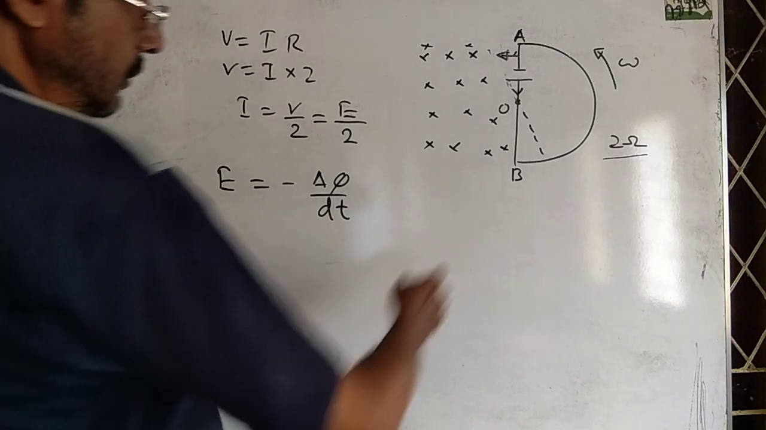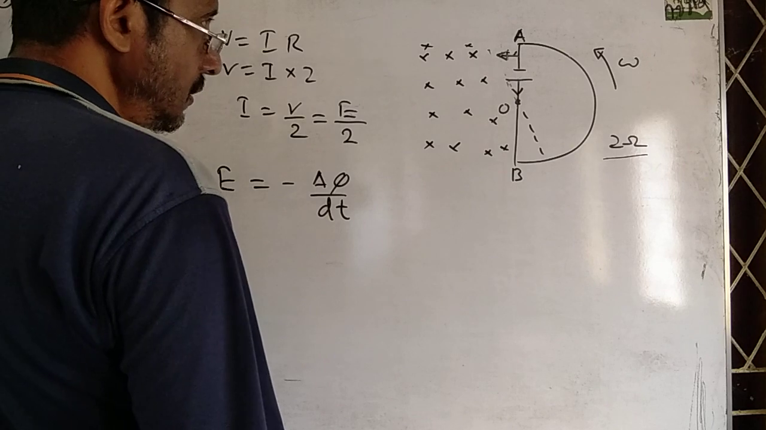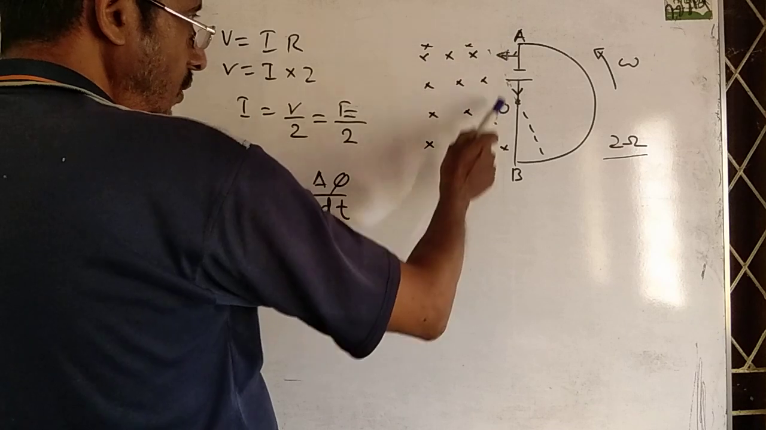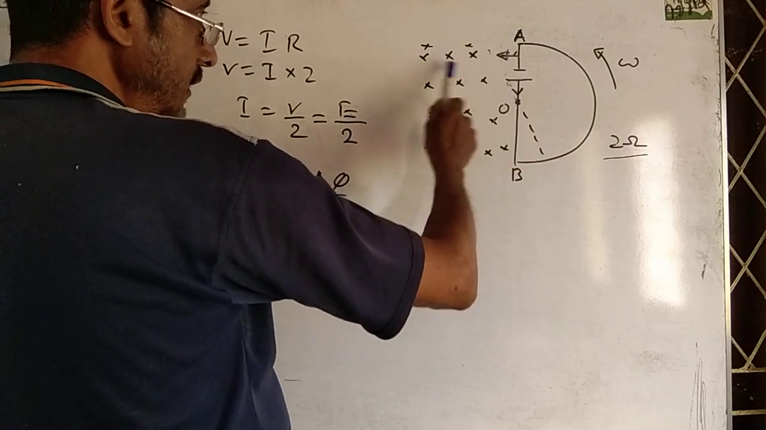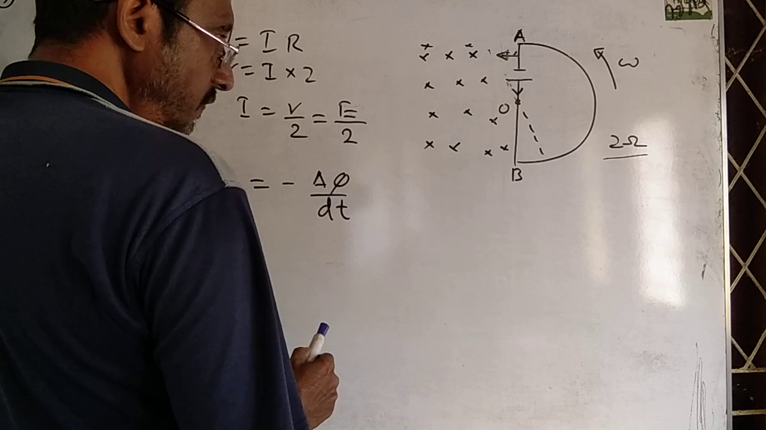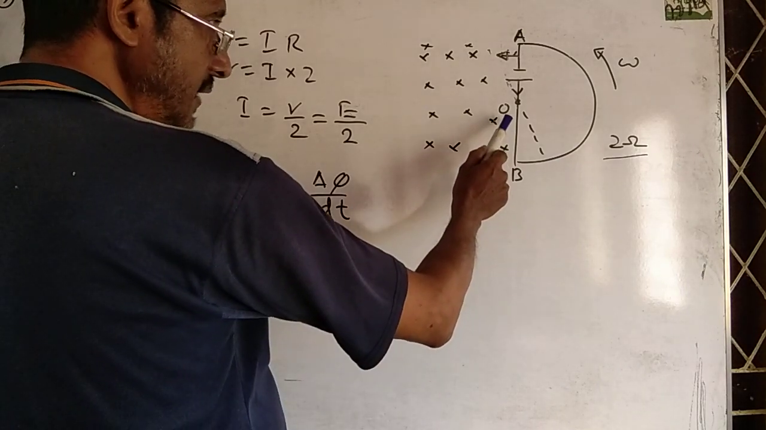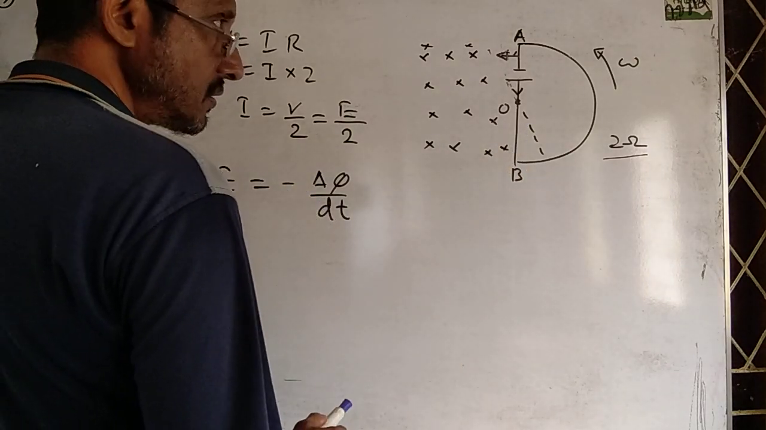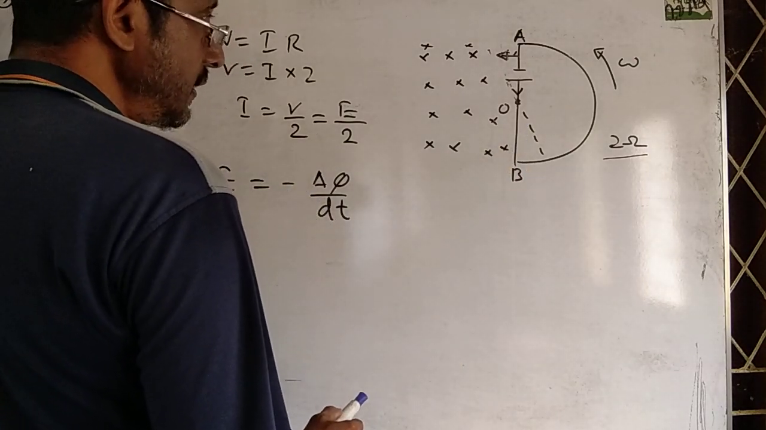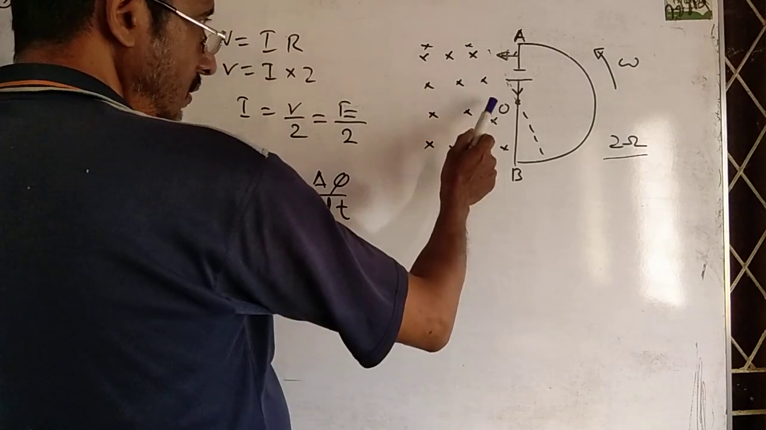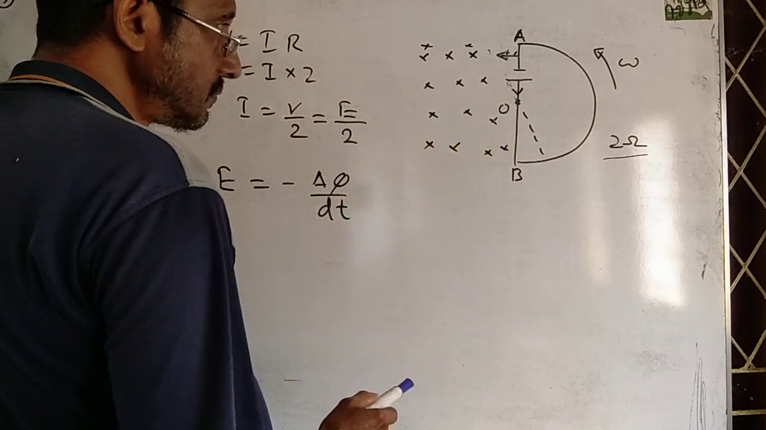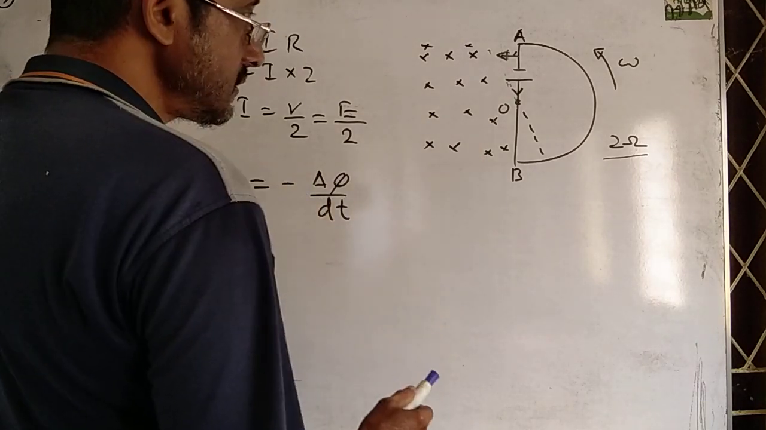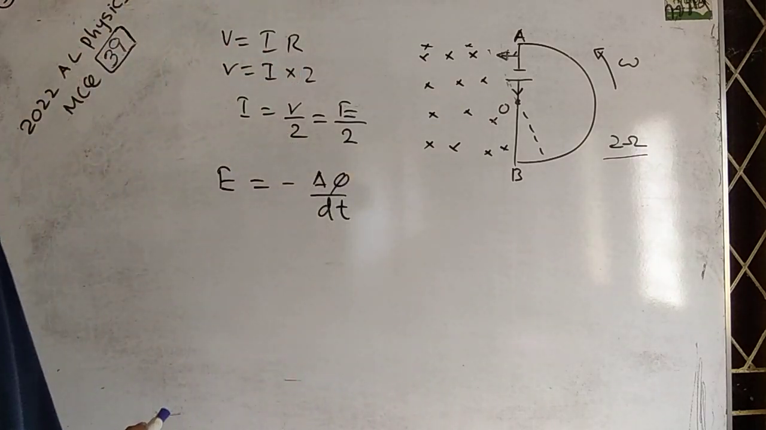Consider this loop. This is the given diagram. When I consider the OA radius coming into the flux, at that time the OB radius goes out from the flux. Therefore, only one radius is generating EMF at a time.